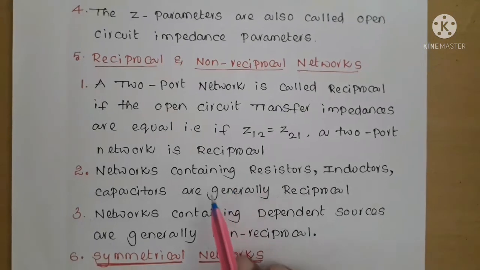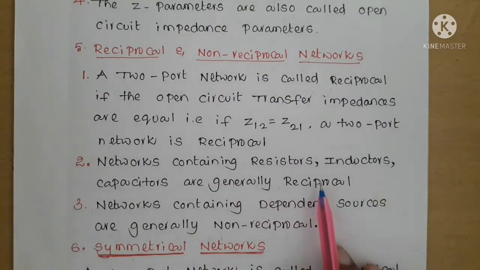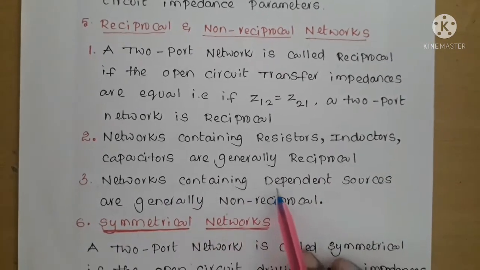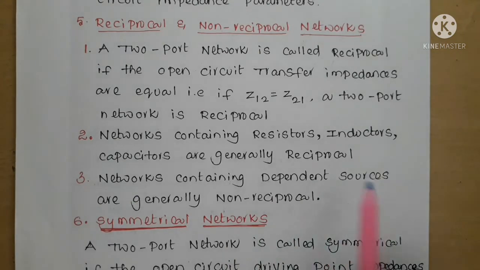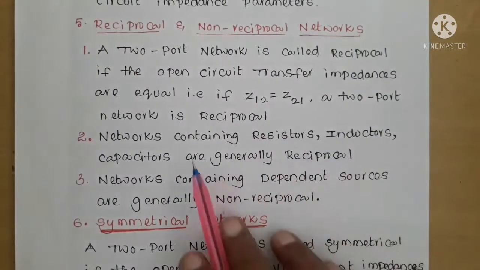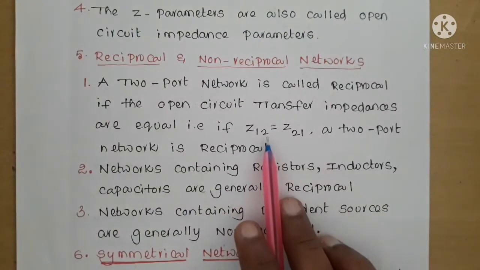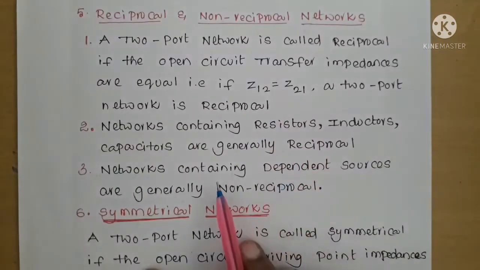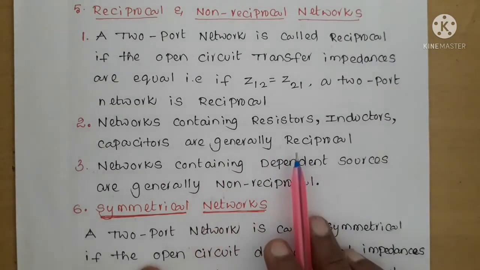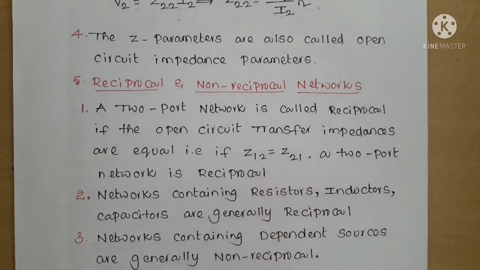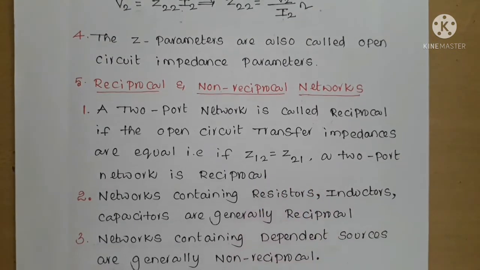Generally, networks containing resistors, inductors and capacitors are reciprocal. Networks containing dependent sources are generally non-reciprocal. So if the two-port network has only resistors, inductors and capacitors, we definitely get Z12 equal to Z21. If there are any dependent sources in the two-port network, then it is a non-reciprocal network. At that time, Z12 is not equal to Z21. If Z12 equal to Z21, the given two-port network is said to be reciprocal.